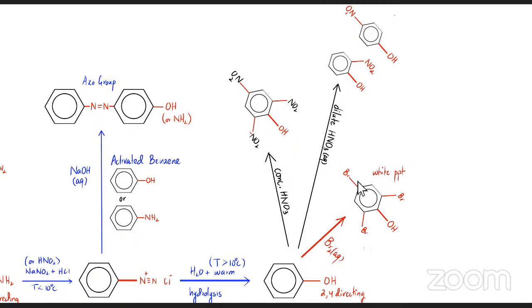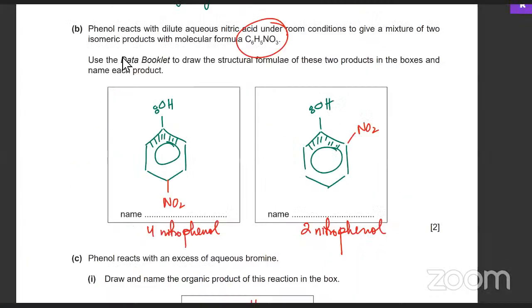With bromine, you're going to get attached to all 3 positions, and it will give you a white precipitate, which is a test for identification of phenols. So he was using dilute nitric acid. You were getting both of them.